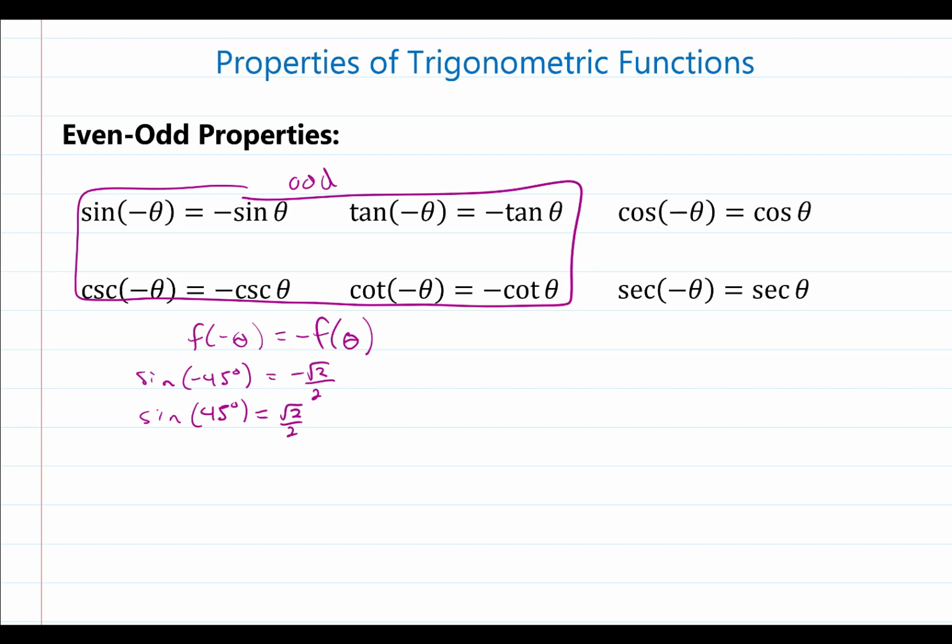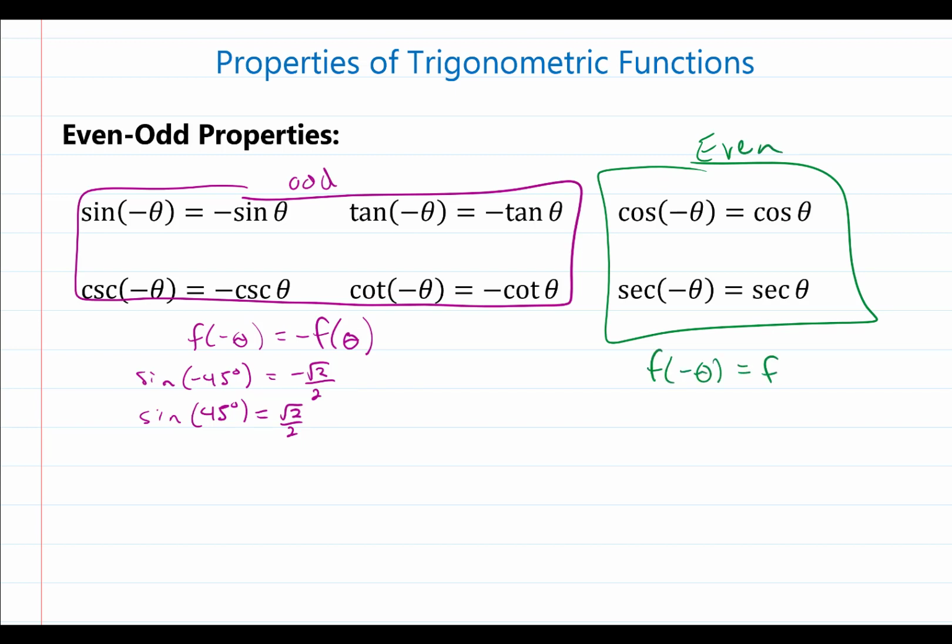Going to the next 2 trigonometric functions, these 2 are considered even. And the reason that they are considered even is because f of negative theta is equal to positive f of theta. So just to give you an example with cosine, if you have cosine of positive 45 degrees, we know this is equal to square root of 2 over 2. Cosine of negative 45 degrees is equal to also positive square root of 2 over 2. So they are equivalent regardless of whether you have a positive 45 degrees or a negative 45 degrees.